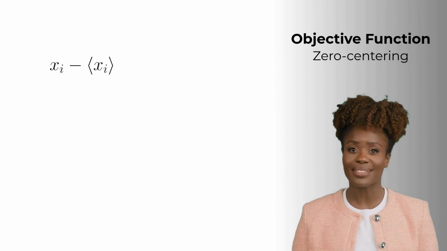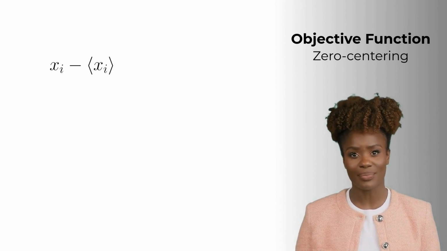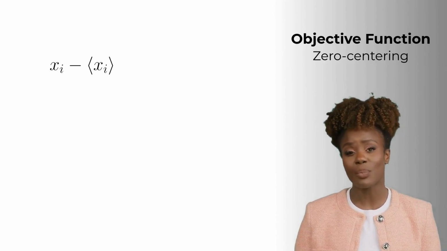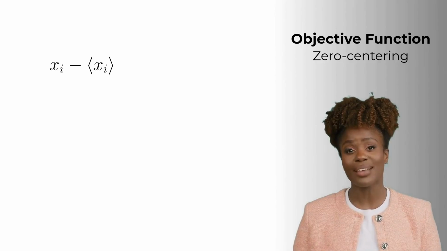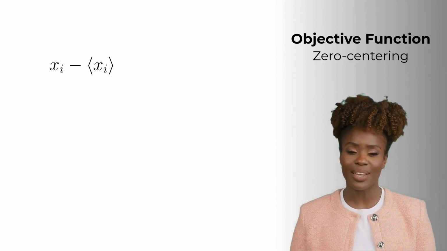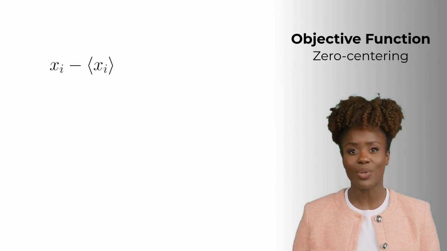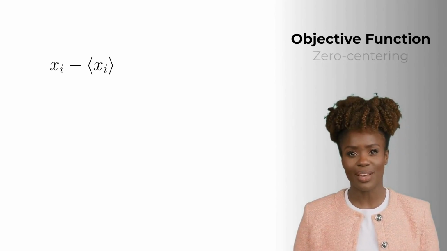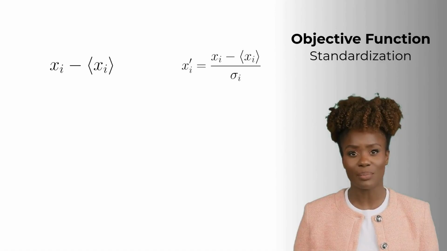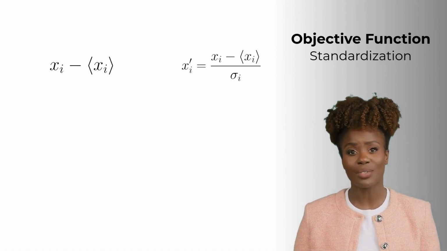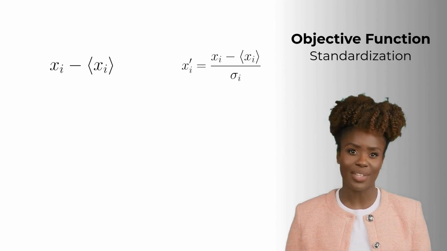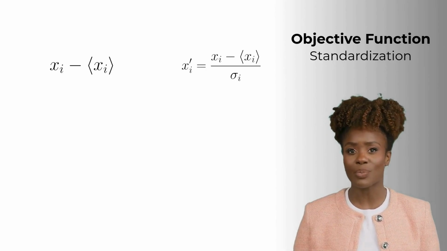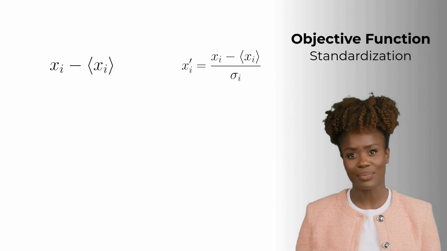Here you see xi minus the mean value of xi. We simply shift every variable x, or as computer scientists say, feature x, so that its average becomes 0. That puts positive and negative numbers on equal footing. Now we divide the centered value by sigma i, the standard deviation of that same feature. Each feature now has unit variance, which keeps any single variable from dominating the learning process.